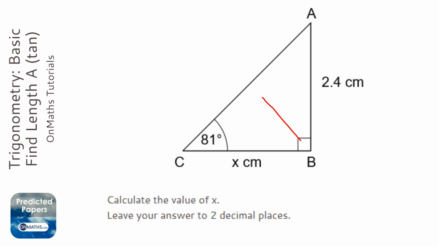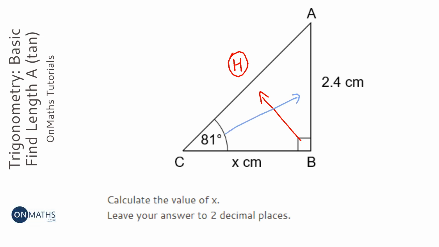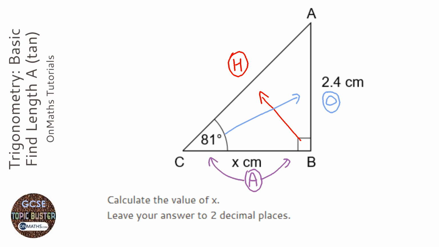So I go opposite the right angle and that's going to be the hypotenuse, it's the longest side. Then I'm going to go to the marked angle and go opposite that, and that actually just is called the opposite. And the one left over and the one between the right angle and the marked angle is the adjacent, so I'm going to mark that A.